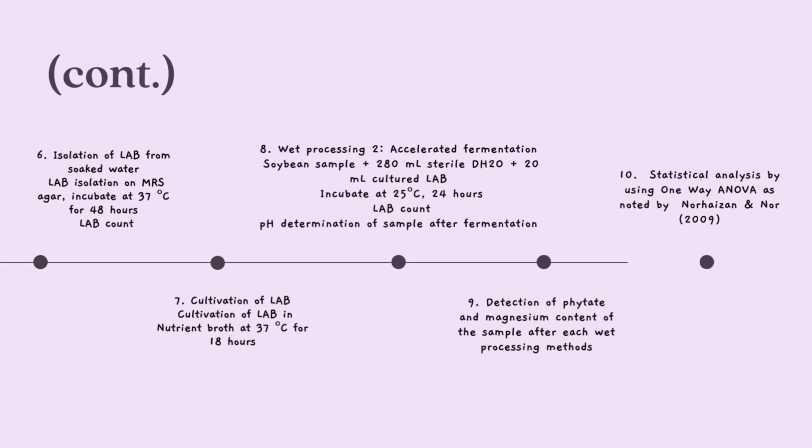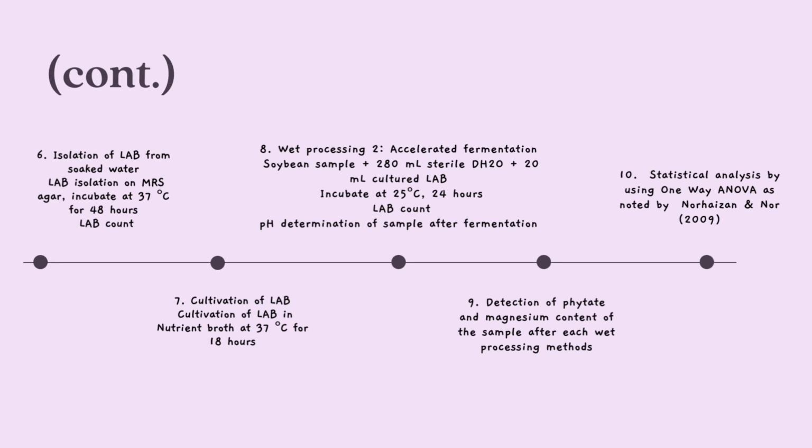Subsequently, the lactic acid bacteria from the soaked water was isolated on MRS agar, incubated at 37 degrees Celsius for 48 hours, and then the LAB count was done. After that, from the agar plate, a single colony was cultivated in nutrient broth at 37 degrees Celsius for 18 hours. This cultured lactic acid bacteria was combined with the sample alongside the sterile distilled water in the process of accelerated fermentation, which was the second wet processing method. After that, it was incubated at 25 degrees Celsius as well for 24 hours.